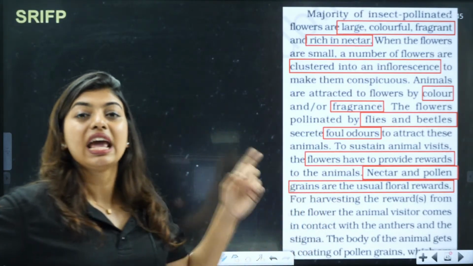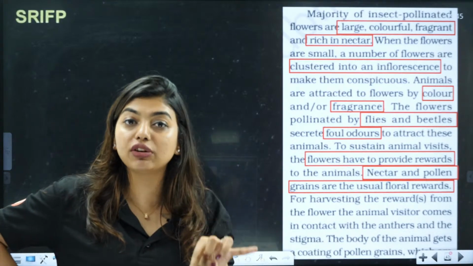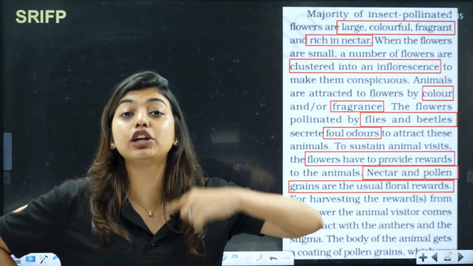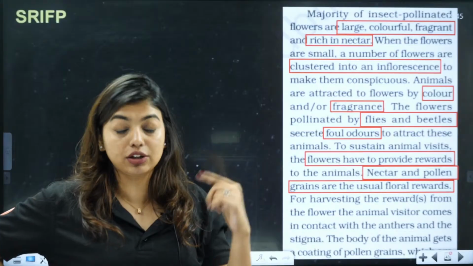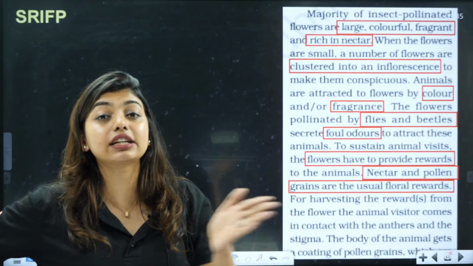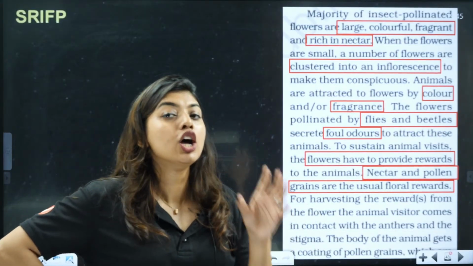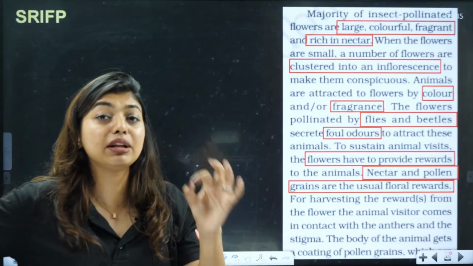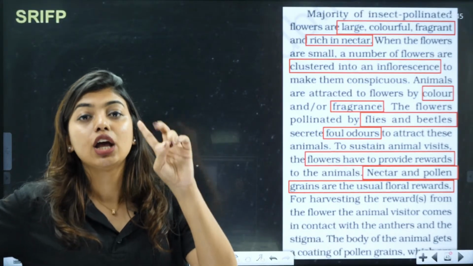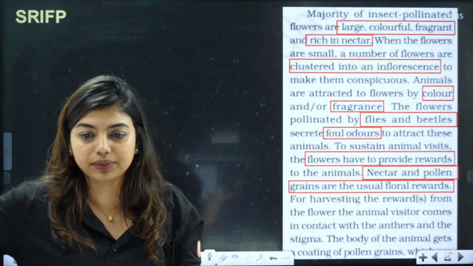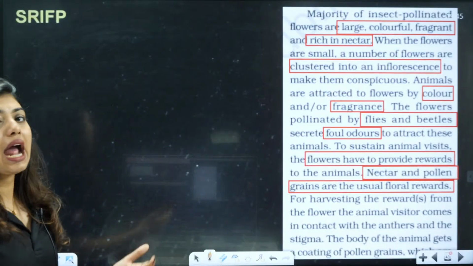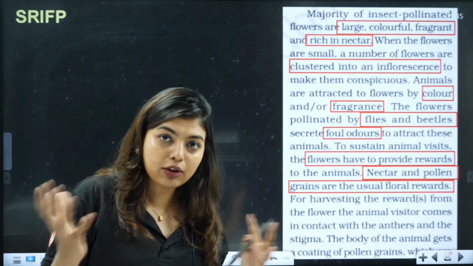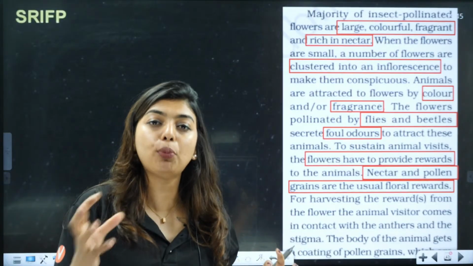Same thing happens here. Every time the insect goes back to the flower, the flower is expected to give a reward to the insect. Why? Because the insect is going to help in pollination. So every time it comes back, the flower has to give nectar or pollen grains as a reward, and in return the insect is going to do pollination for them.